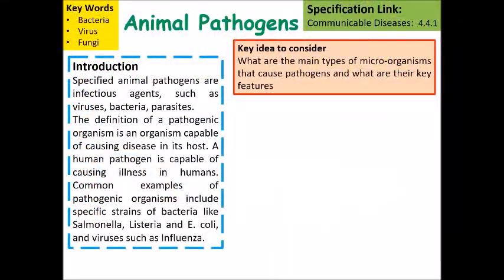A pathogen is any sort of microorganism that can cause disease. So specific animal pathogens are infectious agents such as viruses, bacteria and parasites. There are also some fungal diseases.